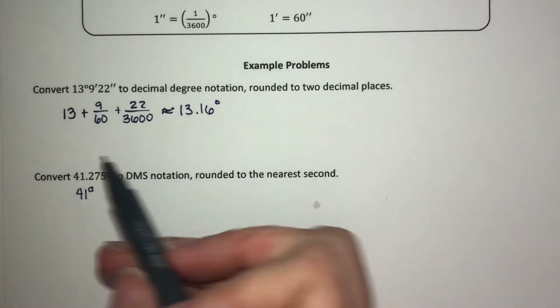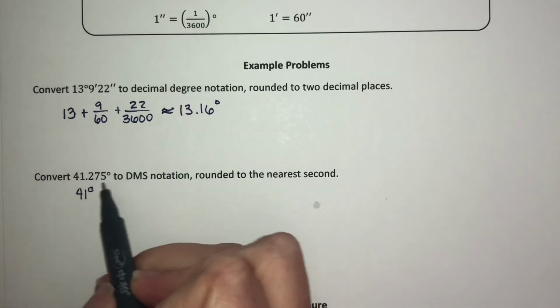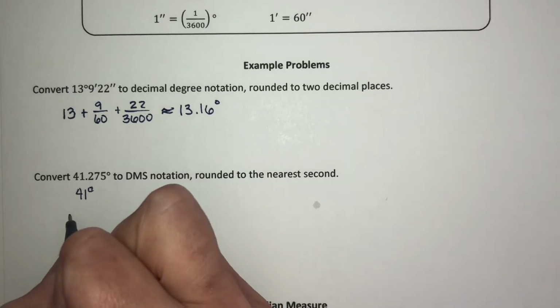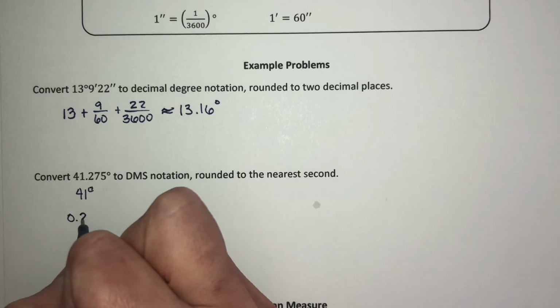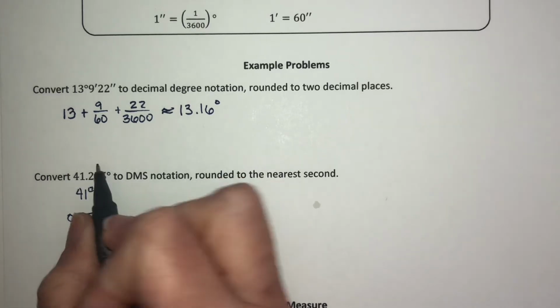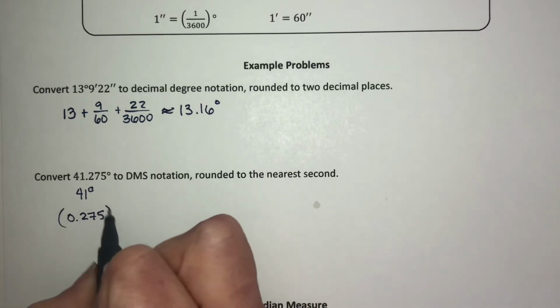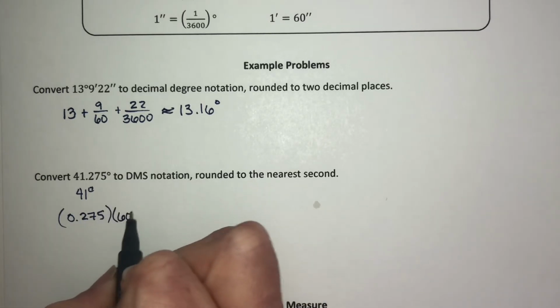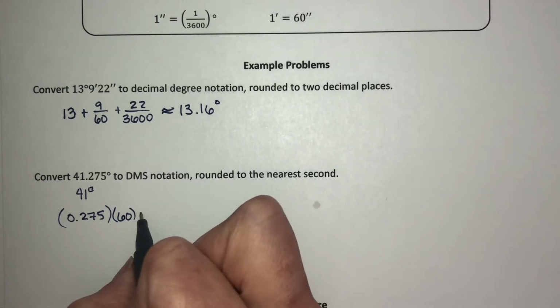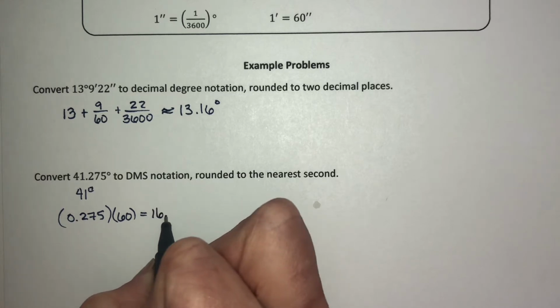What I need to do is to figure out how many seconds and minutes this decimal represents. So what I'm going to do is to multiply 0.275, which is just the decimal portion of this, by 60. And that's going to tell me roughly how many minutes I have. It gives me 16.5.